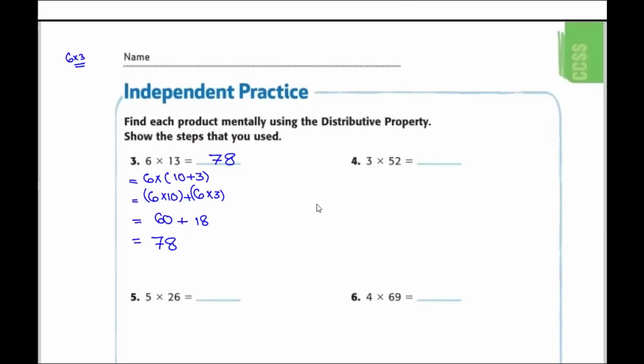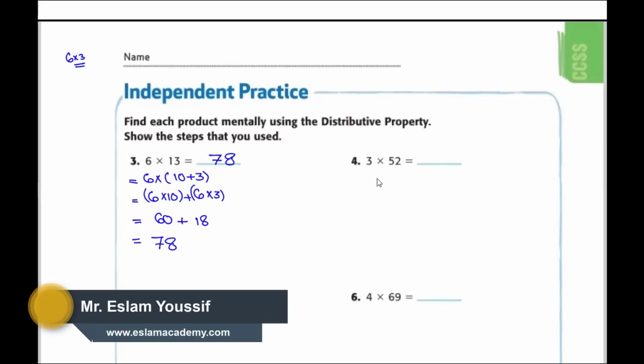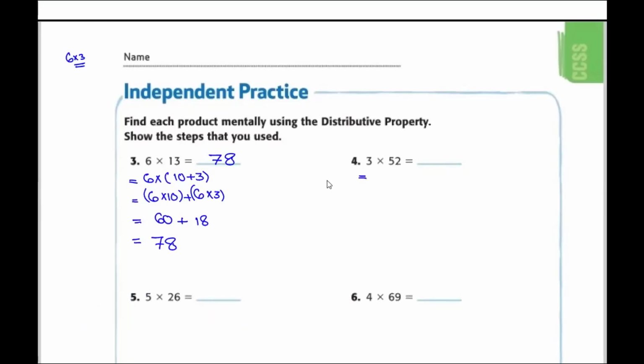Who can solve question number 4 with me? I need another one who didn't solve. Number 4, Yusuf. Yes, Mister. Number 4, 3 times 52 equals 3 multiplied by 50 plus 2.